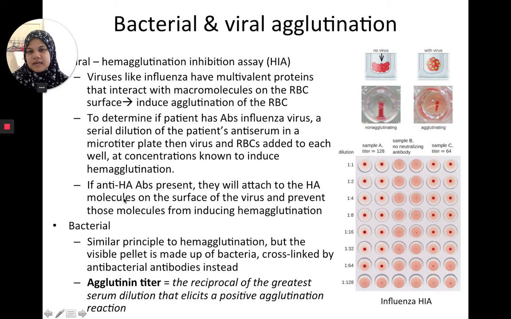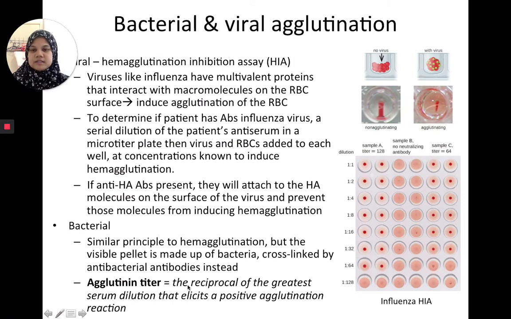So if the hemagglutinin antibodies are present, they will attach to the hemagglutinin molecules on the virus, and it prevents those molecules from inducing hemagglutination. So normally, certain viruses like the flu virus can induce agglutination of RBCs in general. So if a person has antibodies against this virus, it will block the virus from binding to the red blood cells. So it won't cause hemagglutination if the person has antibodies. Same principle with bacteria, but you can see the pellet is made out of bacteria cross-linked by the antibacterial antibodies instead.